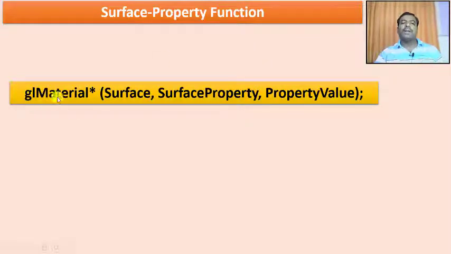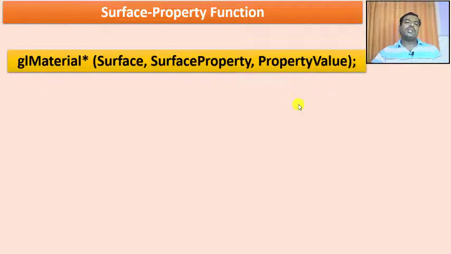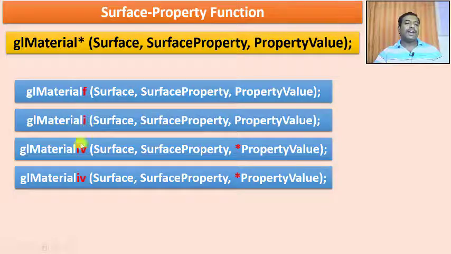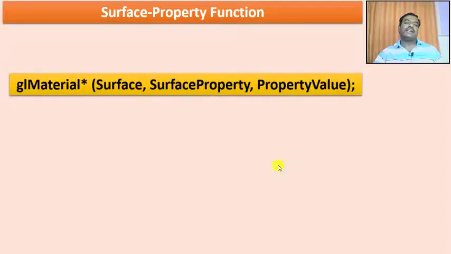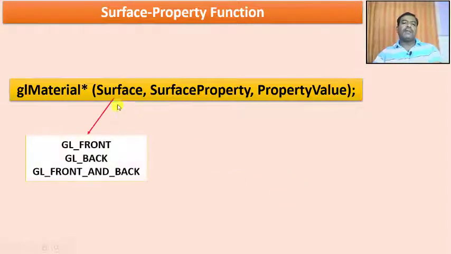For that we are going to use glMaterial star, and I'm going to again have the same 3 parameters that I discussed with glLight star. Hence I'm going to have surface, and the second and third parameters we'll see. But this star is again replaced with f, i, or fv and iv, if I'm passing the third parameter as an array, similar to glLightfv. In this, the first parameter is the surface to which the property you're going to assign. Is it only for the front face or the back face, or both front and back face? You can choose which face I am going to apply the property to.